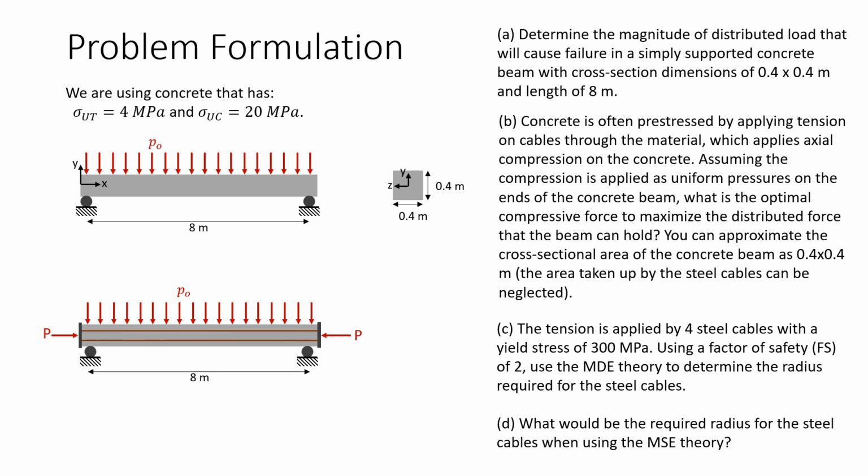In both part A and part B, we'll use a beam that's 0.4 meters in both the height and width. In parts C and D, we'll calculate the size of steel cables that we would need in order to apply this prestress on the concrete beams, using our two different failure theories for ductile materials, since most types of steel are ductile.